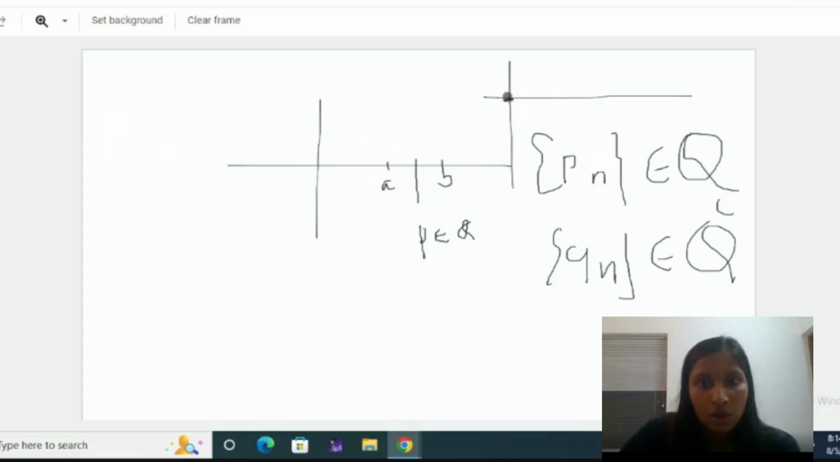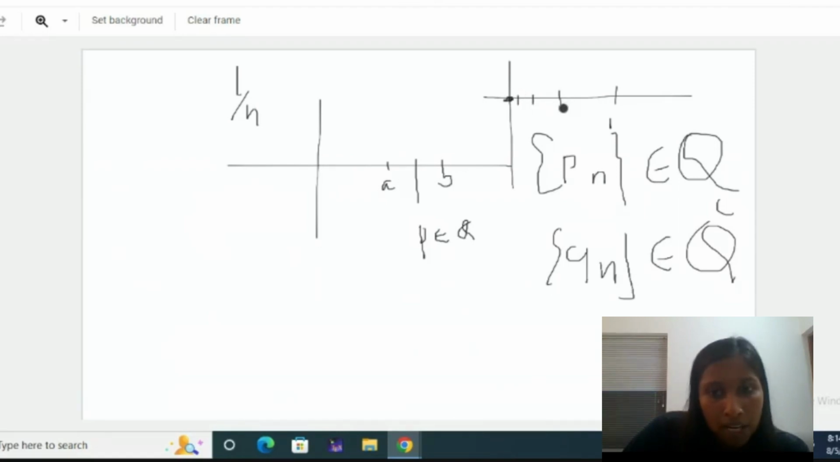Okay, so we can find that particularly using the sequence 1 by n converges to zero. I think you know that 1 by n converges to zero: 1, 1 by 2, 1 by 3, 1 by 4. So between 1 and 1 by 2, there is a rational number and an irrational number. I'm taking them as P1 and Q1. And between 1 by 3 and 1 by 2, there is a rational number and an irrational number. So I'm taking them as P2 and Q2. Similarly, we will get a sequence. Since 1 by n converges to 0, Pn converges to 0, Qn converges to 0. So we'll get a rational sequence and an irrational sequence.